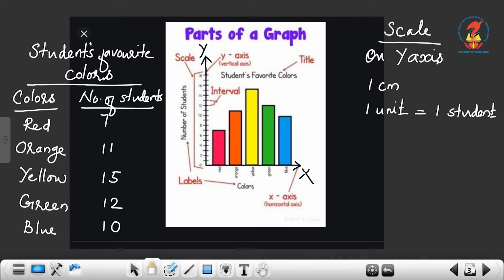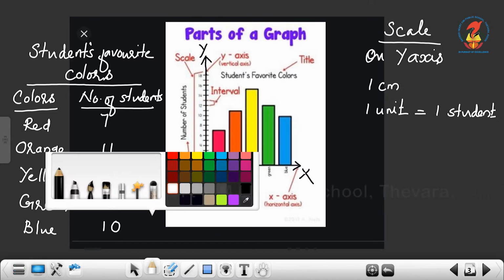Here we draw the bars on the x-axis, and along the y-axis we mark the numbers. After that, look at the number of students given and choose a suitable scale. How can we choose the scale? As 1 unit or 1 centimeter. So this 1 unit or 1 centimeter represents how many students? Here we selected it as 1 student.